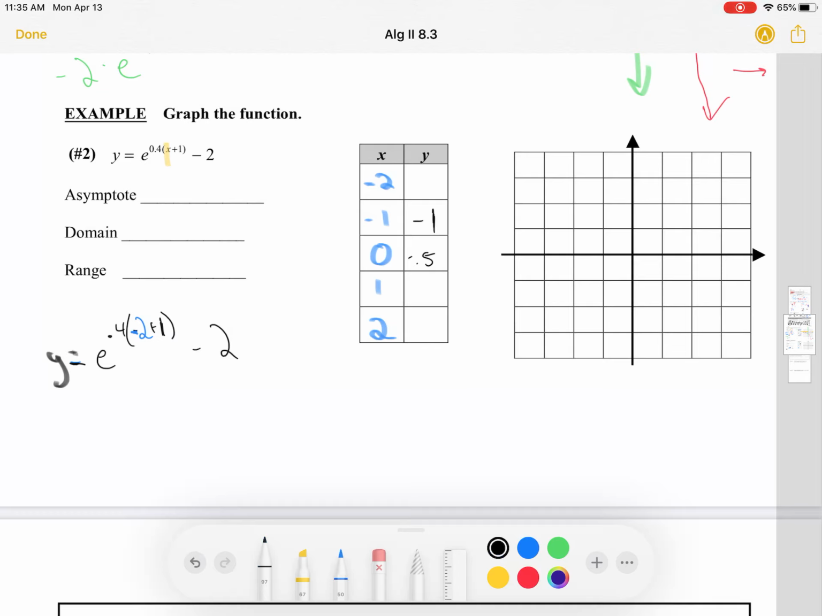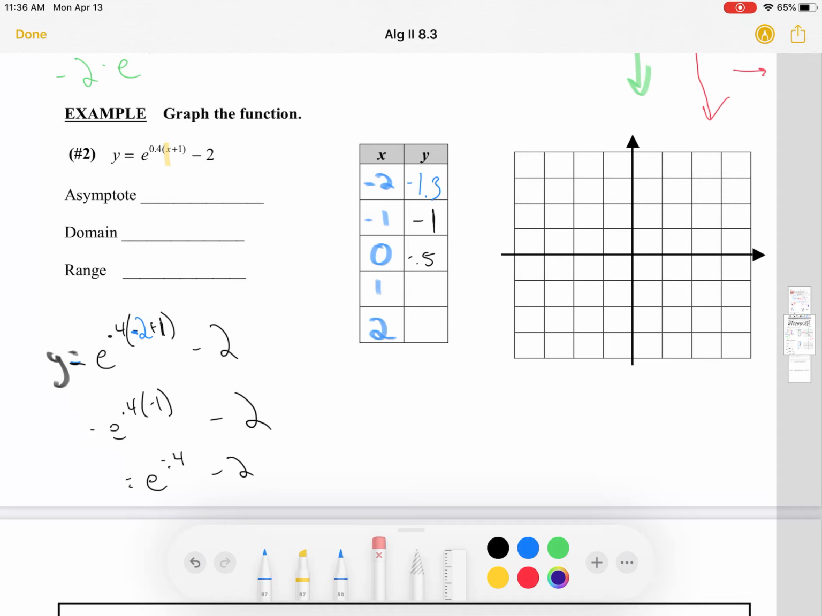So -2 plus 1, we should get y equals e to the 0.4 power times -2 plus 1 is -1, minus 2. Now, 0.4 times -1, we should get e to the -0.4 power minus 2. All we need to do is plug that in to our calculator on Google. E caret -0.4 minus 2. We should get -1.3. Okay, again, I would encourage you to pause the video each time.